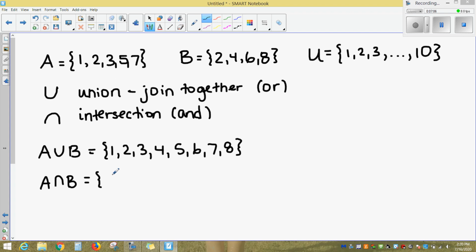Again, if we start comparing and looking at those lists, the number 2 is the only number that they have in common. Let's go ahead and add one more set here. We'll call it C. And let's let C be the numbers 8, 9, and 10.